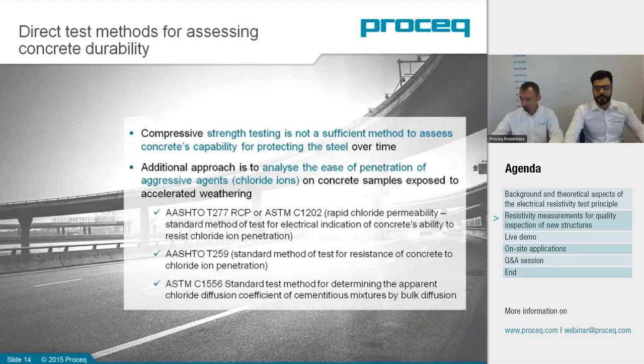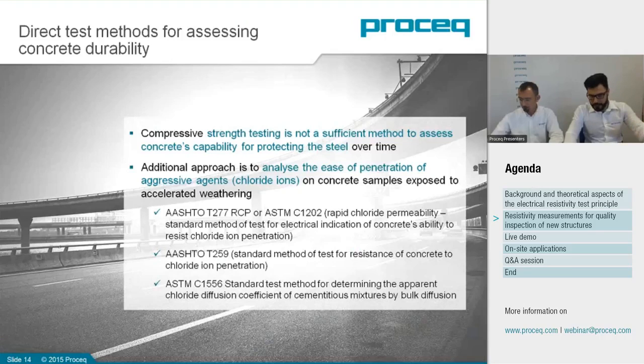Now, the initial approach when it comes to assessing durability is basically to look at its sufficiency, like we said earlier, or the optimal amount of protection that it is capable of providing to the steel over the life expectancy of the concrete and the construction.